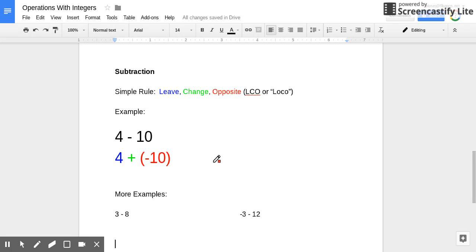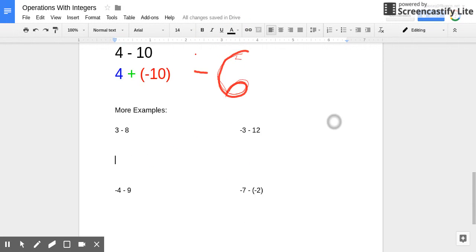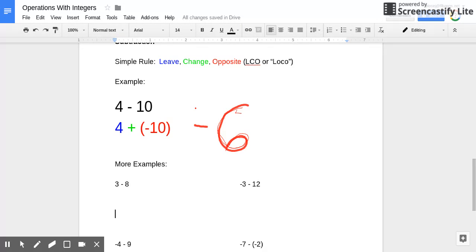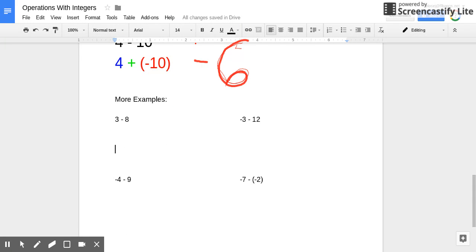So I'm going to go ahead and put my 6 down because I want to keep track of that. Whoops, that's a really bad 6. There we go. And from there, we want to use the sign of the bigger number. Since 10 is bigger than 4, we're going to use the negative sign. There we go, made that a little thicker. So we have a negative 6. Now what we want to do is take a look at some examples. So again, we're dealing with LOCO. All right, so leave, change, opposite. And here's our examples down here.